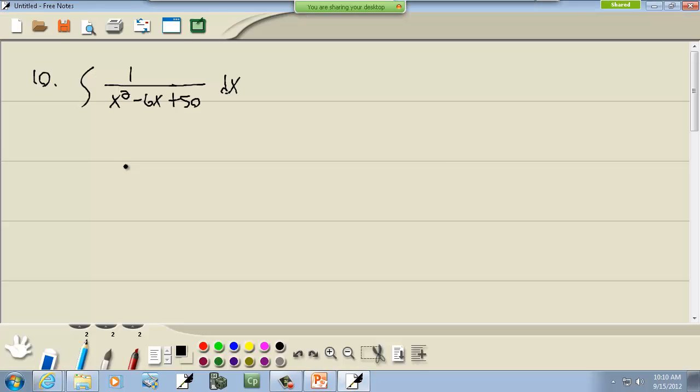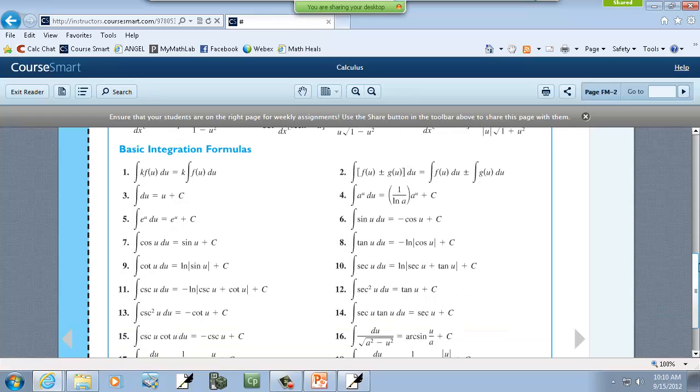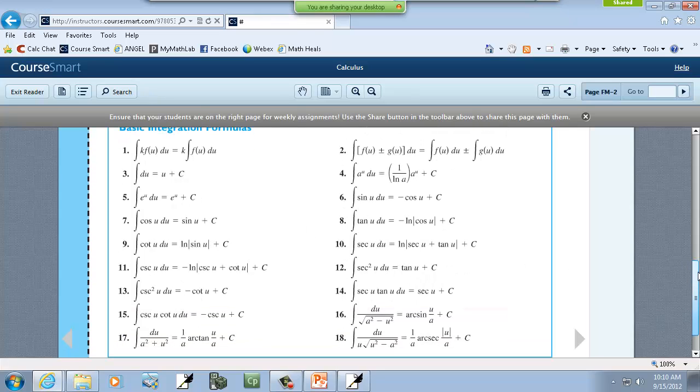Come back to our rules. There we go. We don't have very many from Calc 1. E to the u, sine u, cosine, no. There's no radical downstairs, no. 17's maybe. 18, no radical downstairs. Has to be 17 is what we're going to try to get it to look like.